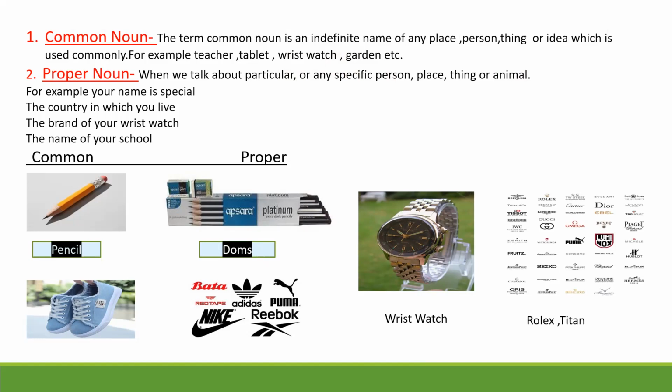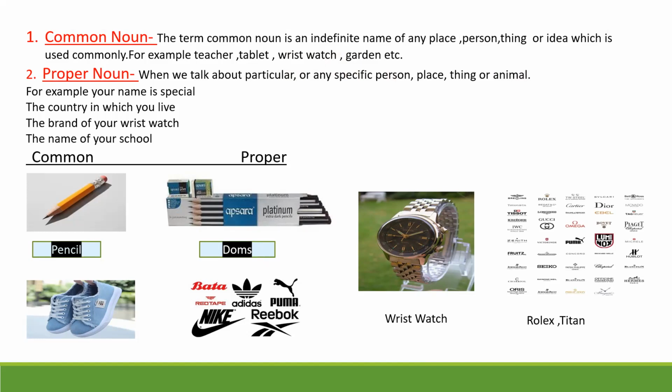multiple examples you can give. Now let's come to the proper. So P for proper, P for particular, right? Or we can say specific. So when we are talking about something particular, something specific, it means we are talking about proper noun. For example, any specific person, place, thing, animal.